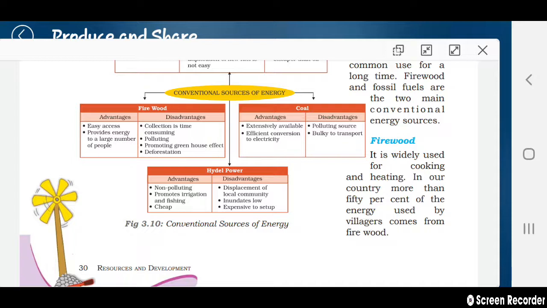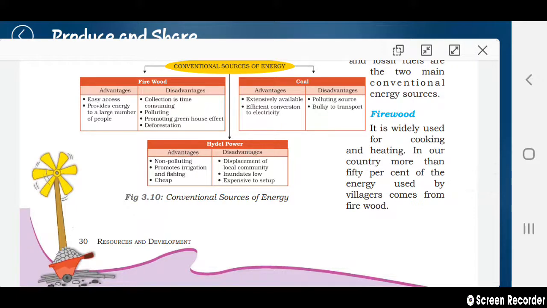But what are the disadvantages? Collection is time consuming, collecting firewood consumes time. Next, it is very polluting to our environment, and it also promotes the greenhouse effect that may cause harm to the ozone layer. It may also cause deforestation, because we cut trees for firewood. Firewood is widely used for cooking and heating. In our country, more than 50% of the energy used in villages comes from firewood.